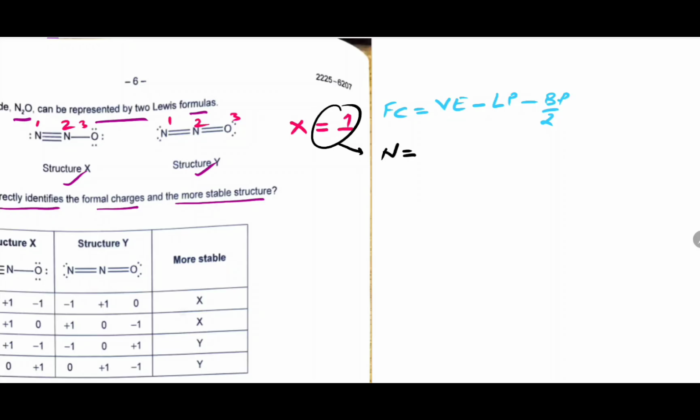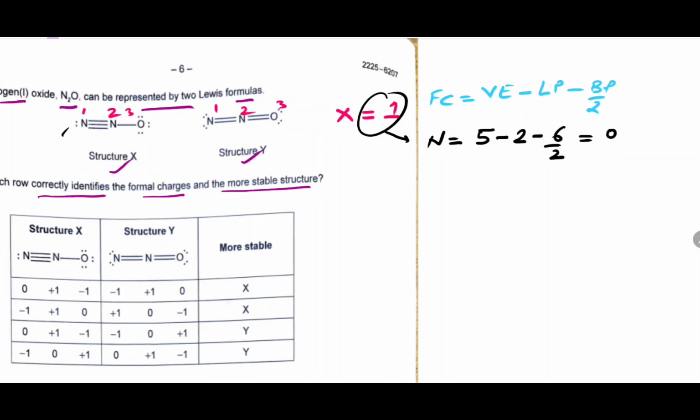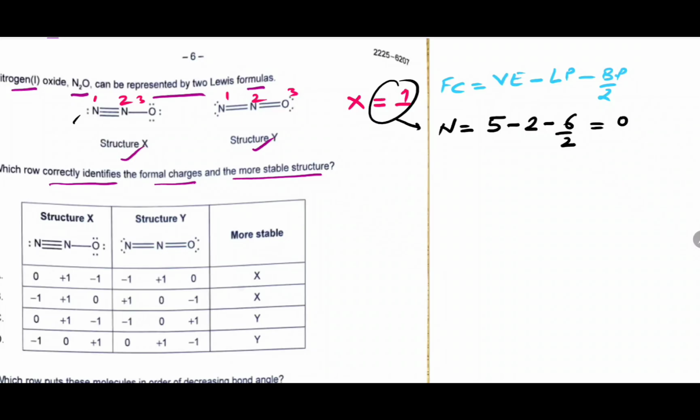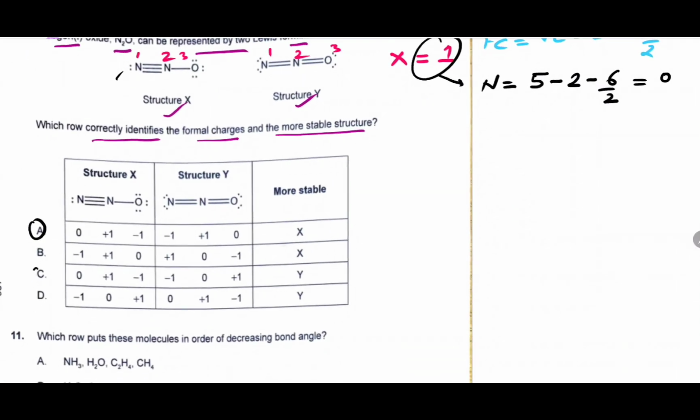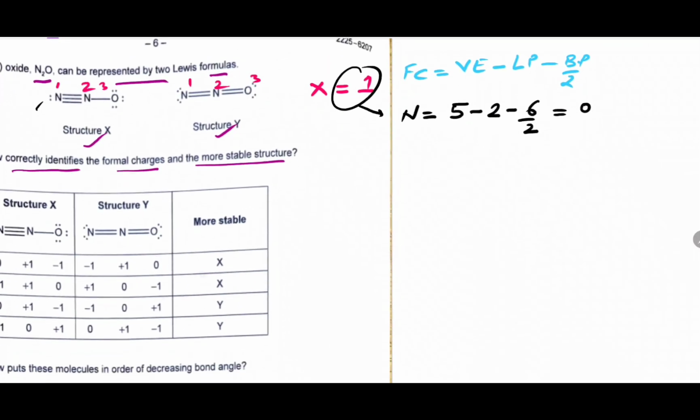Formal charge on nitrogen of the first structure: valence electrons in nitrogen is 5, minus lone pair electrons, which is 2, minus bond pairs. It is forming 3 bonds, meaning 6 electrons, divided by 2. So 5 minus 2 minus 3 equals 0. The formal charge on atom 1, the nitrogen in structure X, is 0. It means my answer could be A or C, in which the nitrogen atom has a 0 formal charge. Okay, we'll move to the next part.